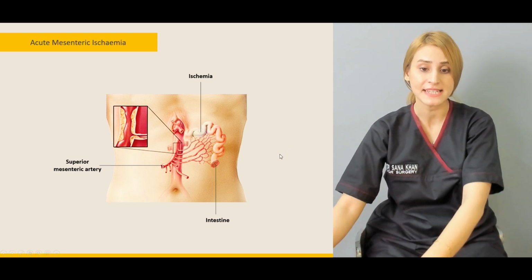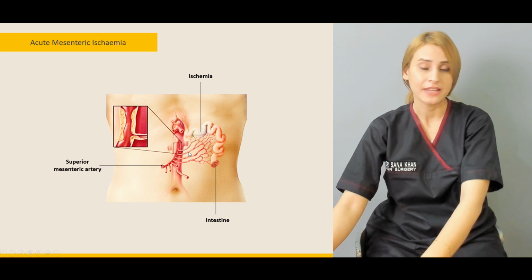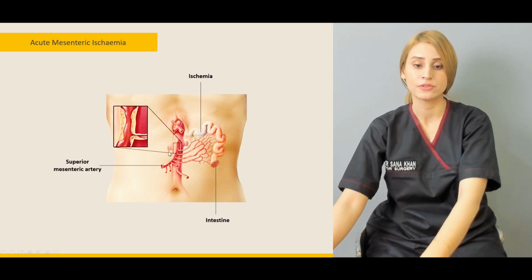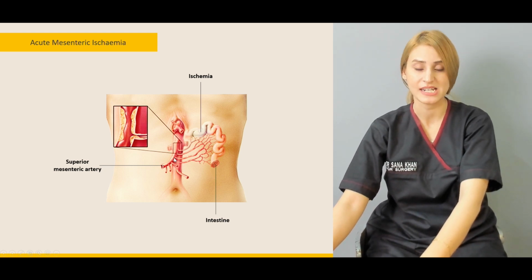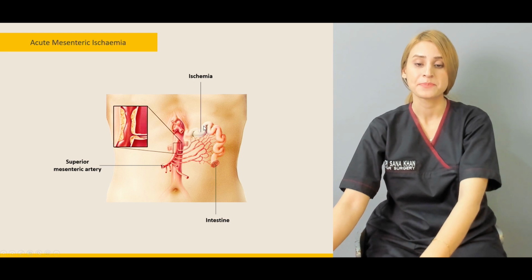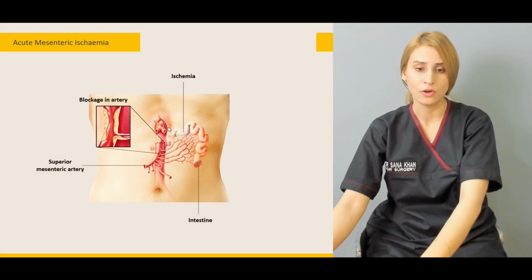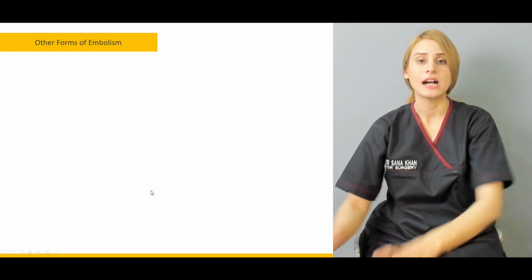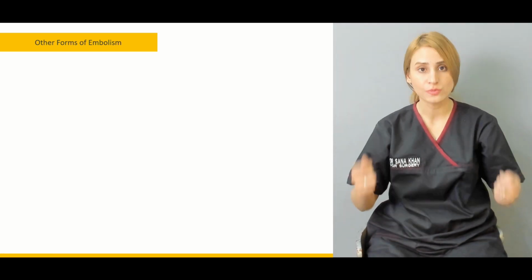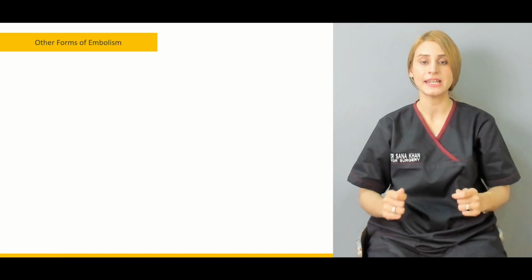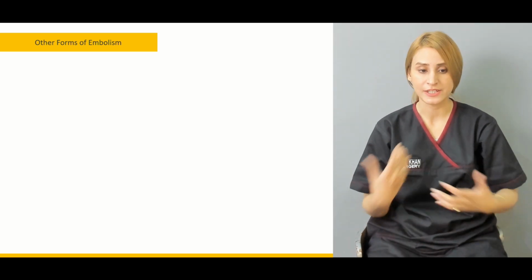And if there is an embolus right here, in one of the branches of the superior mesenteric, or involving the whole trunk of the superior mesenteric artery, there would be ischemia of the gut, and the patient will present to you with severe abdominal pain, and ultimately you have to do the exploration.